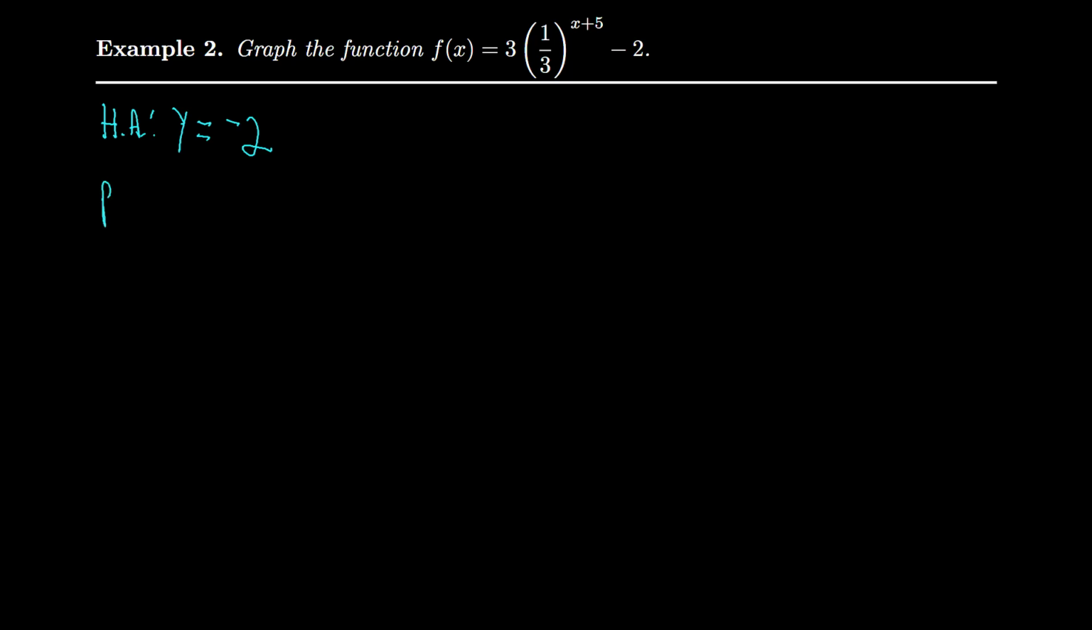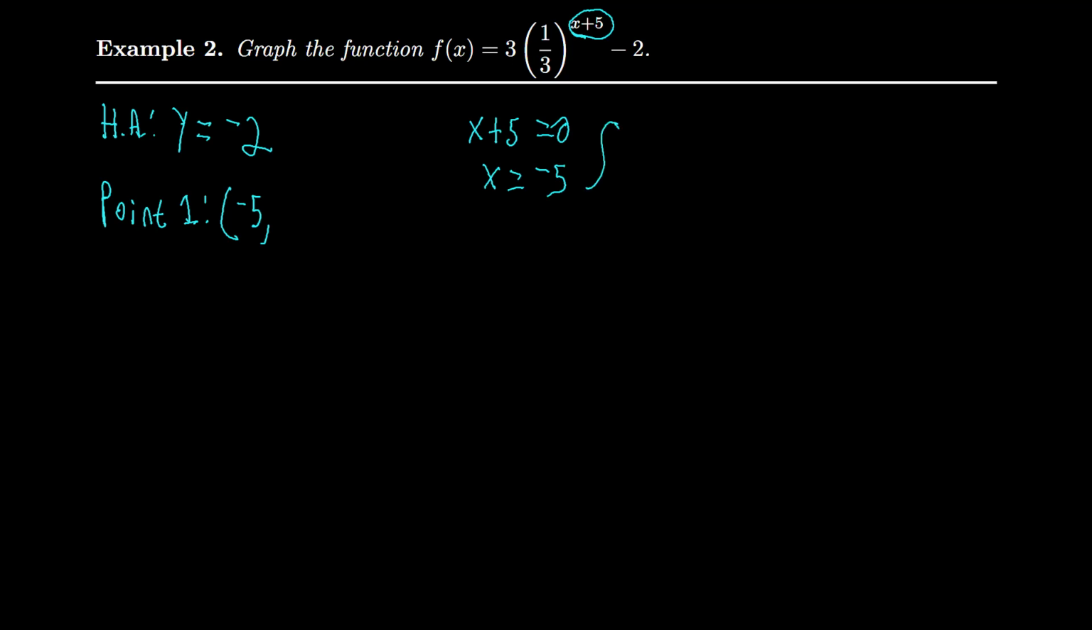So your first point, point 1, is going to be a point so that you want x plus 5 to be equal to 0. So for point 1, we want x plus 5 to be equal to 0. That is, we want x to be equal to -5. So we want to plug in -5. So our first point is going to look like, well, we're going to plug in -5.